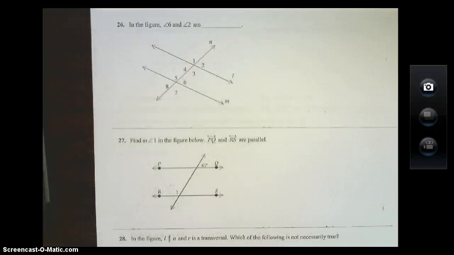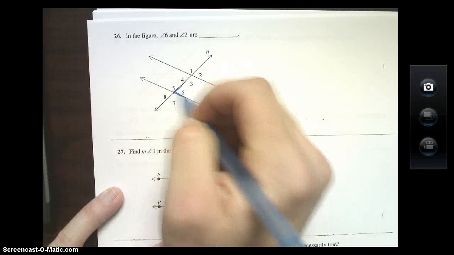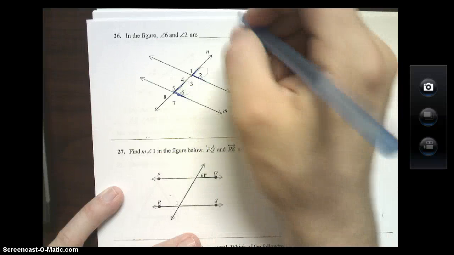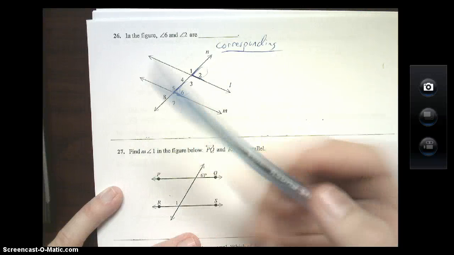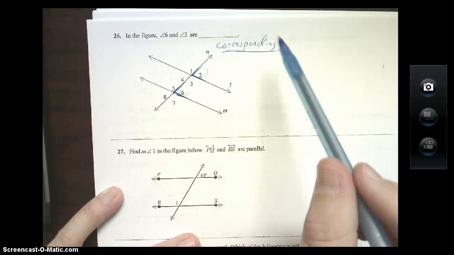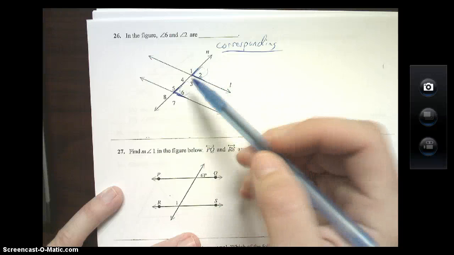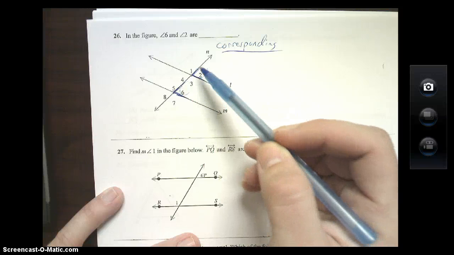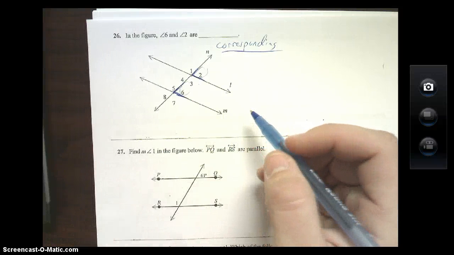Number 26. In the figure, angle 6 and angle 2 are, again, let's highlight them. So, angle 6 is right there, angle 2 is right there. They're both on the same corner, like top right. Same corner is corresponding. Alright? So we covered same side interior, corresponding. The other two are alternate interior and alternate exterior. Just to give you a quick example of that, alternate interior for this picture would be like 5 and 3. Alternate exterior would be something like 1 and 7. So keep in mind the interior-exterior idea. Those are our four big ones. You'll definitely expect to see that again.